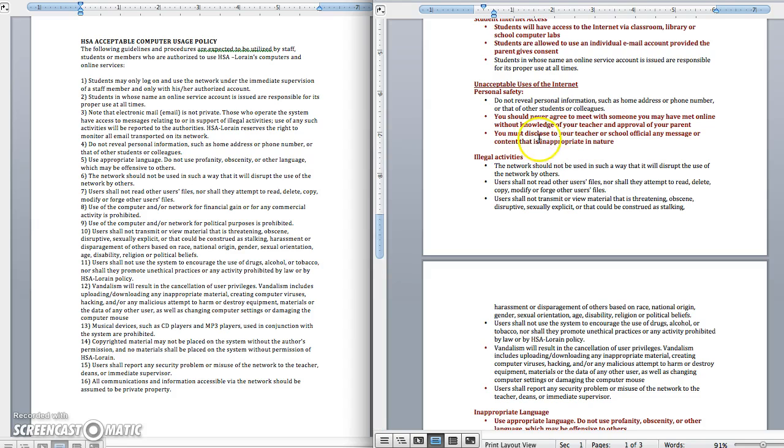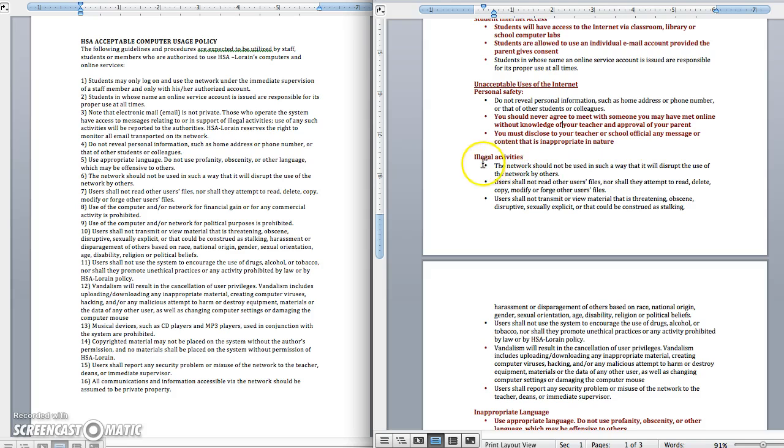Number two, you must disclose to your teacher or school official any message or content that is inappropriate in nature. That's something that students already do, but it wasn't in the original language. When students see curse words on the computer, they know to point it out. I just wanted to make sure that that's something that's consistent.